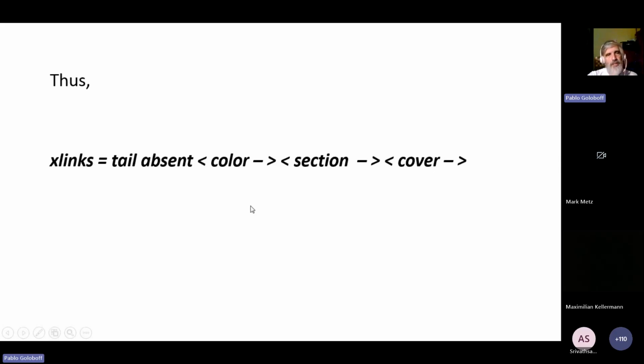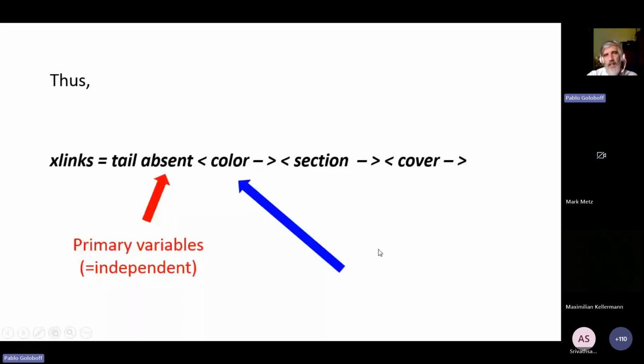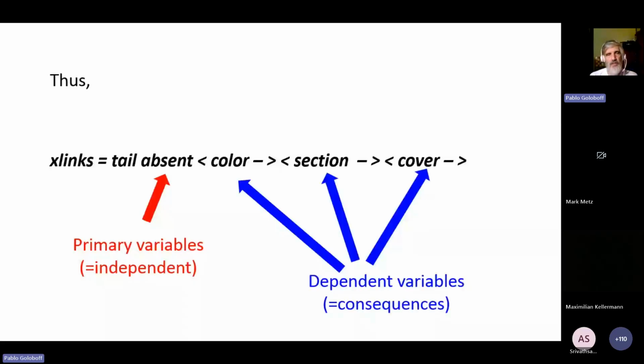So the first one will be the primary variable, so to speak, independent if you want. The ones within angle brackets would be dependent variables, so to speak, the consequences of the interaction, okay? And you indicate the inapplicable with just a dash.